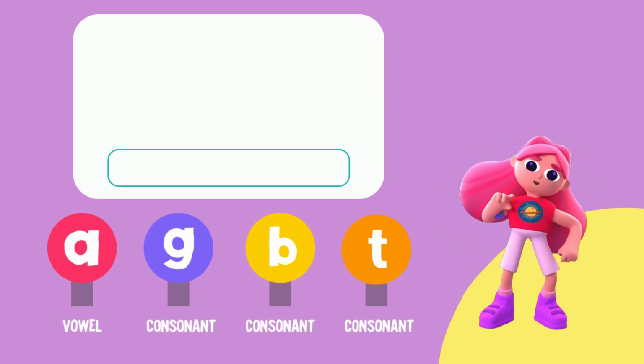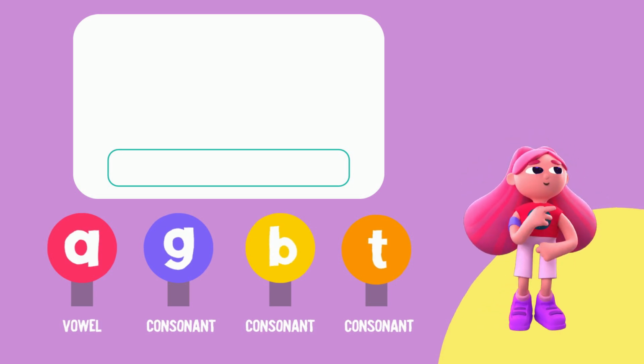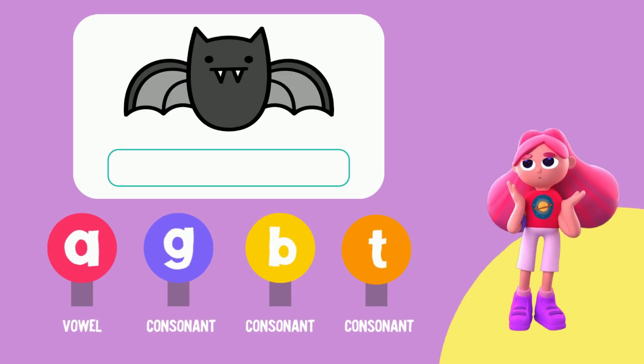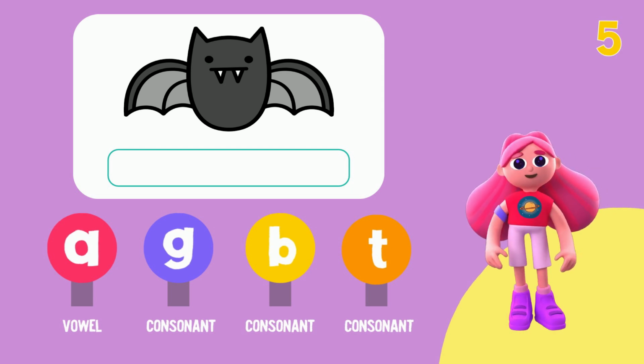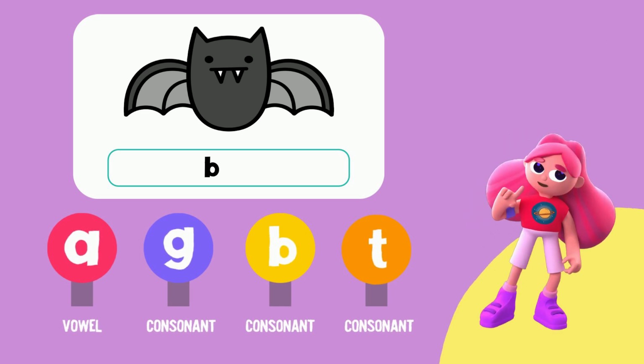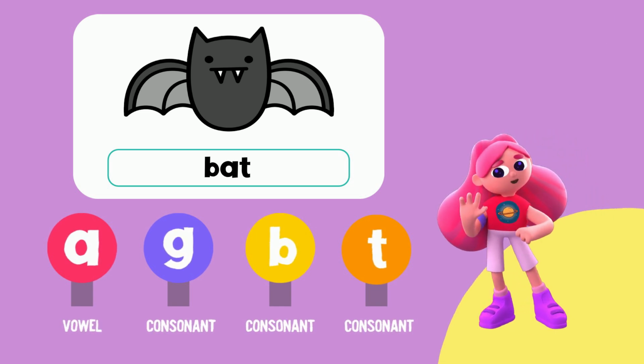Let's move on to the next word. How do you spell the word bat? Bat. Bat is spelled B-A-T. Great job!